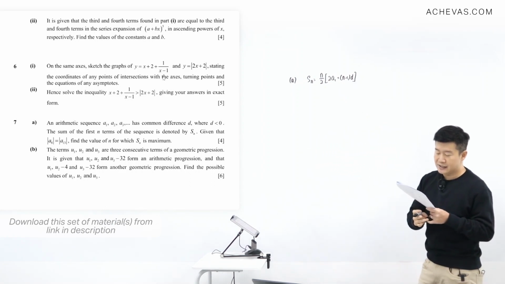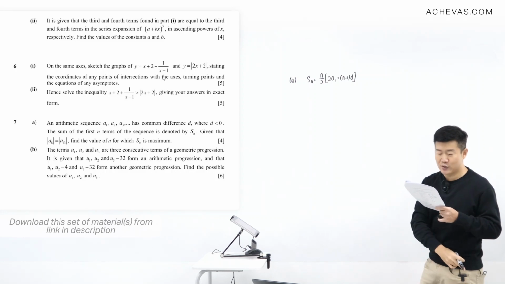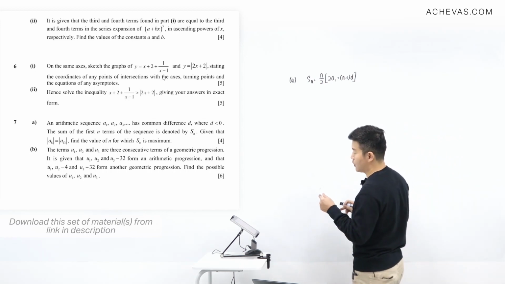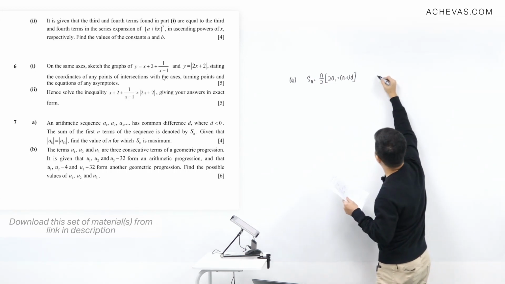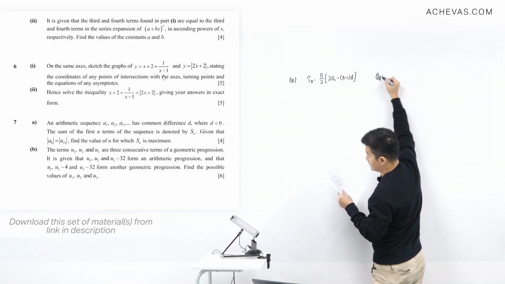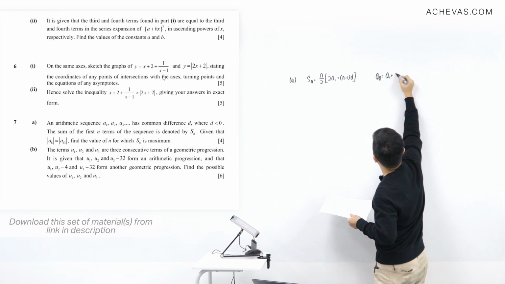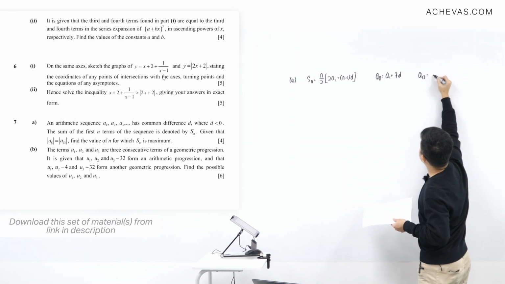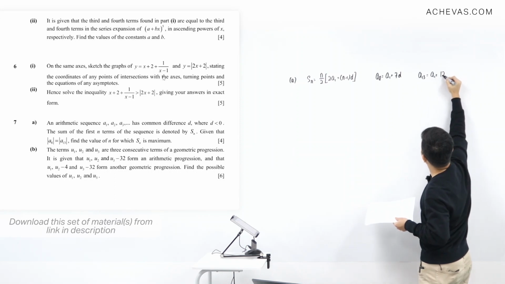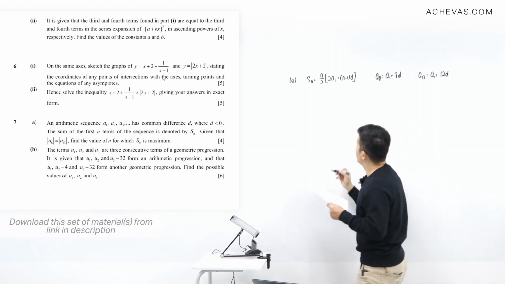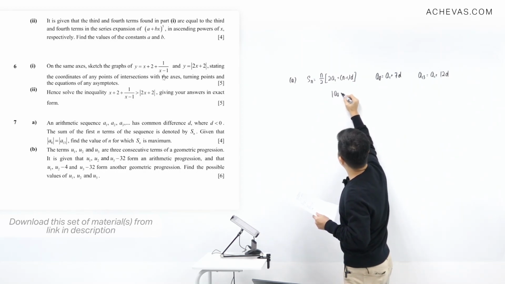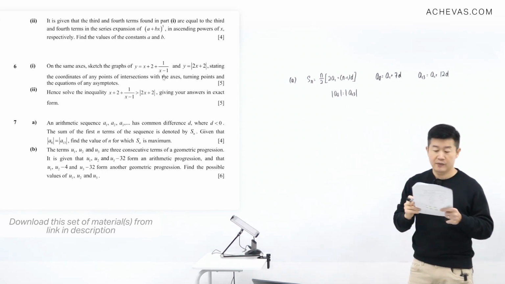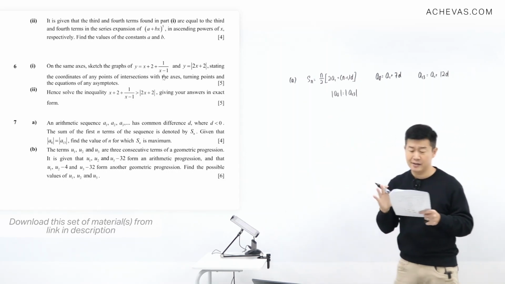And it is also given to us that the modulus of A8 is equal to the modulus of A13. We need A8. A8 is equal to A1 plus (8 - 1), which is 7, times D. We need A13. A13 is equal to A1 plus (13 - 1), 12, times D. And we are also given that the modulus of A8 is equal to the modulus of A13. We are supposed to find the value of n such that Sn here is the maximum.